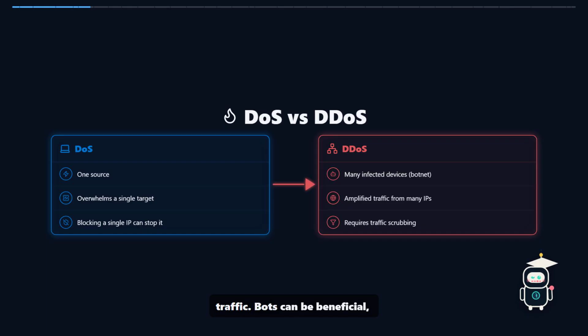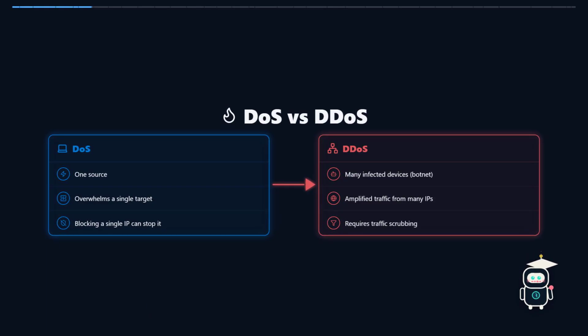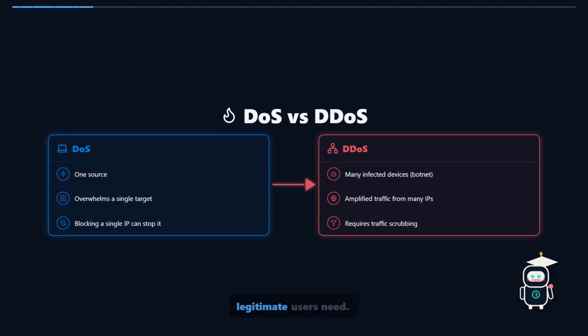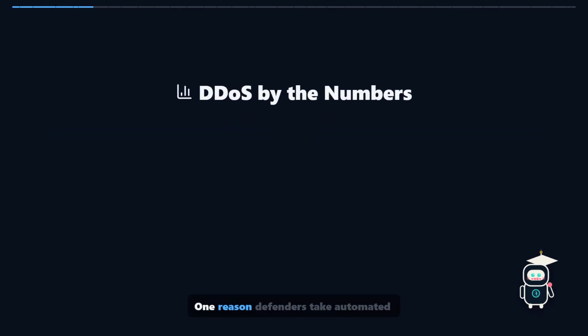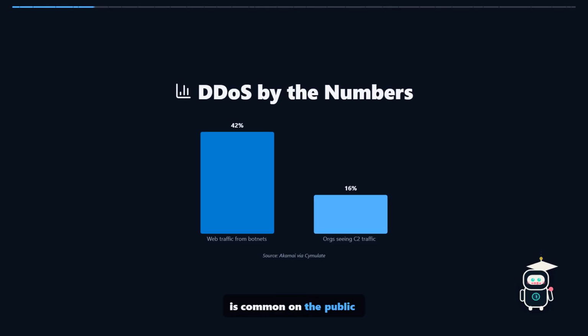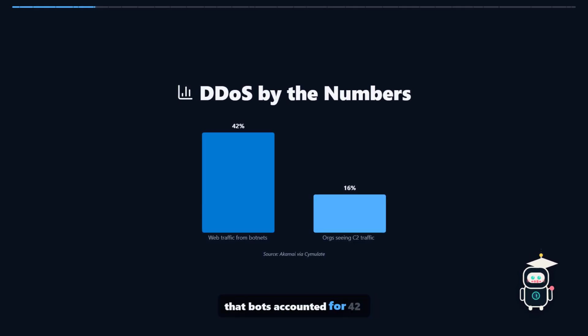Bots can be beneficial, malicious, or simply unrelated to a DDoS event. The key question is whether traffic is exhausting bandwidth, protocol capacity, application resources, or another dependency that legitimate users need. One reason defenders take automated traffic seriously is that it is common on the public web. Akamai reported in 2024 that bots accounted for 42% of overall web traffic in the dataset covered by its report, and that many of those bots were malicious.